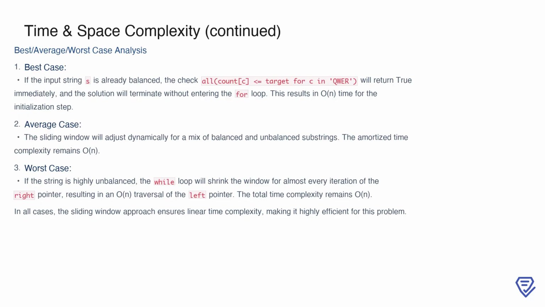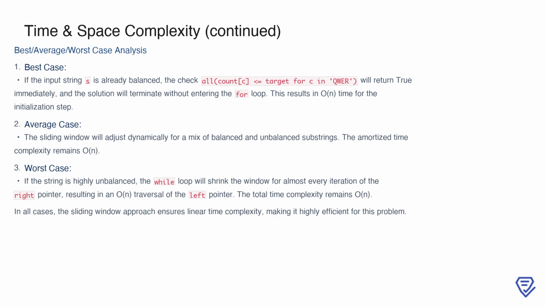In the best case, the input string S is already balanced. Here, the condition all count C equals target for C in QWER is satisfied immediately, and the algorithm terminates after the initialization step, taking only n time. In the average case, the sliding window dynamically adjusts for a mix of balanced and unbalanced substrings. The amortized time complexity remains n, since the left and right pointers still traverse the string linearly.